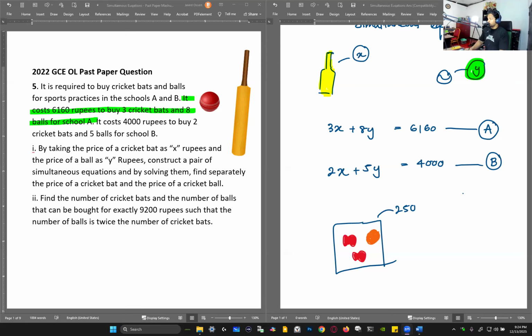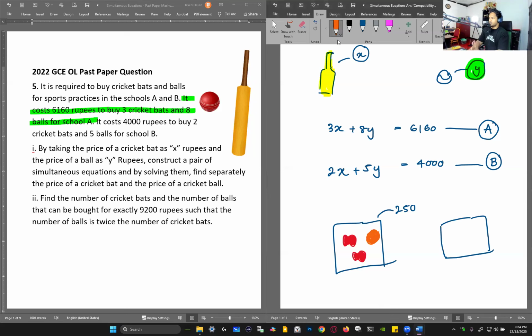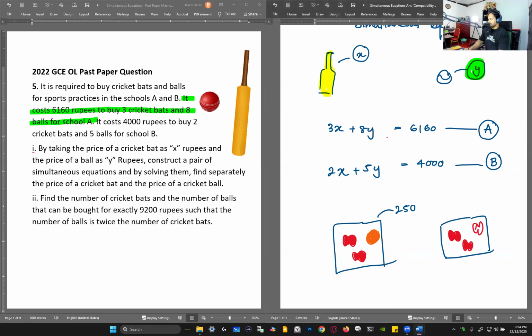But if there were a box with 3 apples, and only apples are in that box, and this box is sold for 300 rupees. Miss Fatima, what is the price of an apple? 100 rupees. There you go.